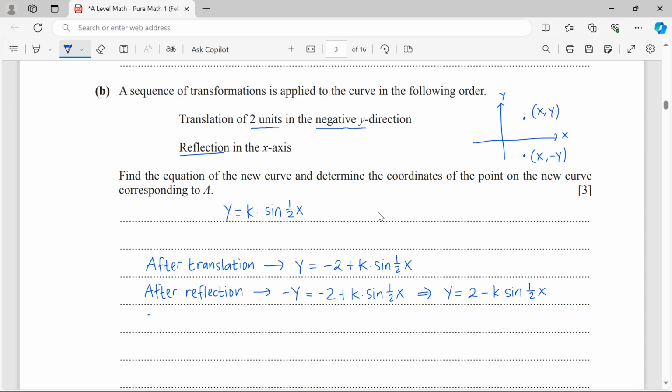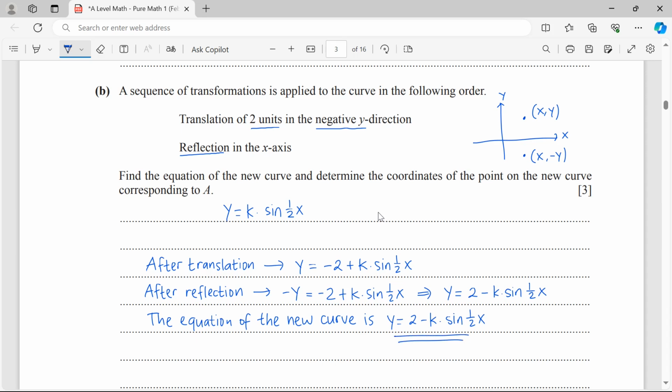So this is the new equation of the curve. Let me write here: the equation of the new curve is y equals 2 minus k times sine 1 over 2x, like this.